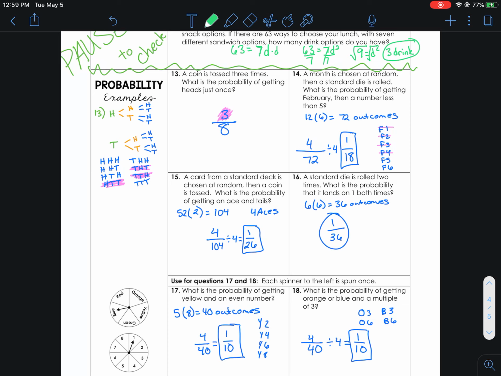So those questions 13 through 18 are kind of helping you figure out using the fundamental counting principle and tree diagrams. Now, no matter what, you can always use tree diagrams for all of them. It just would take you a little bit longer, especially with like number 15 when you have 104 choices in your sample space.